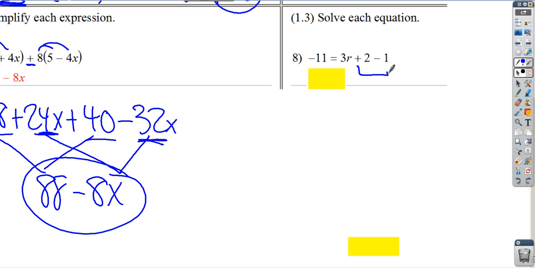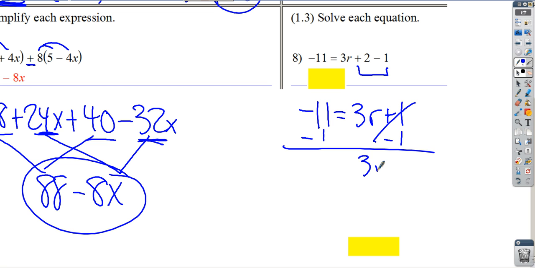All right, these are like terms, so let's combine those. This is equal to 3r, 2 minus 1 is just 1. And then the way that we solve equations, we see what's being done to the variable, we do the opposite. So there's two things being done. First, it has the plus 1, so the opposite would be subtracting 1. So we're going to get 3r equals negative 11 minus 1 is negative 12.